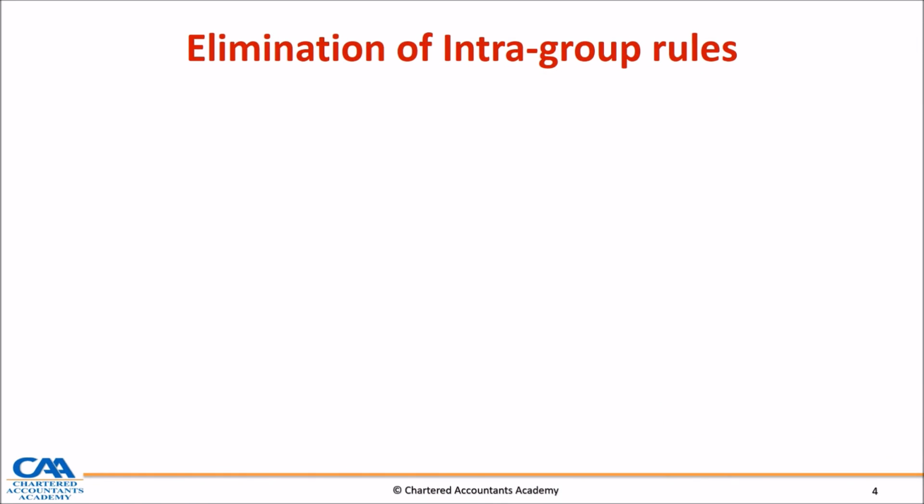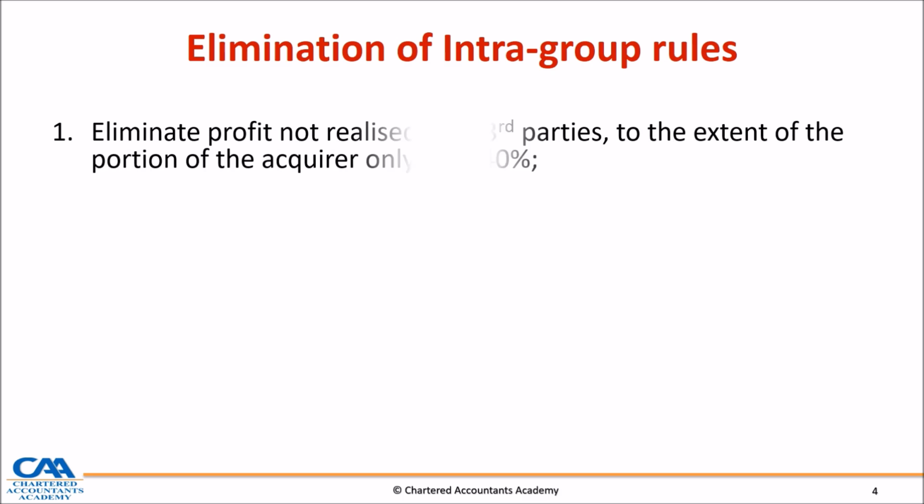So let's start now with elimination of intergroup rules. There are certain rules which apply when you've got an intragroup transaction. Rule number one is eliminate the profit which has not been realized, which we talked about. So number one, you need to know, is there any unrealized profit? And it is an unrealized profit if we have not sold to any third parties.